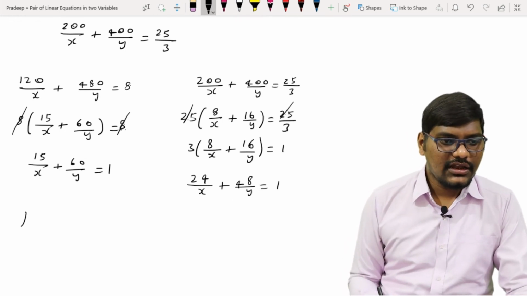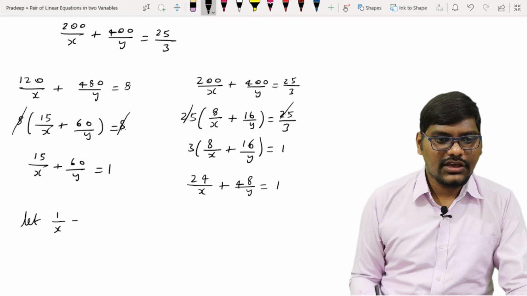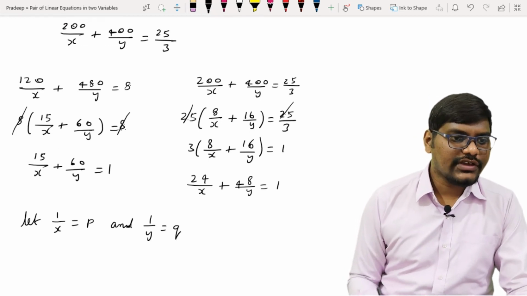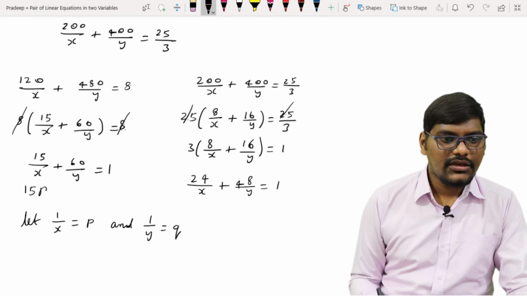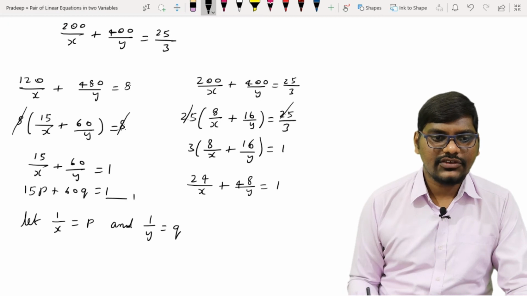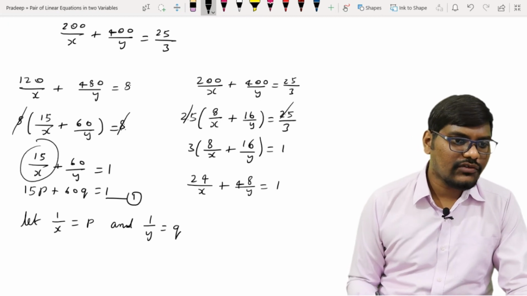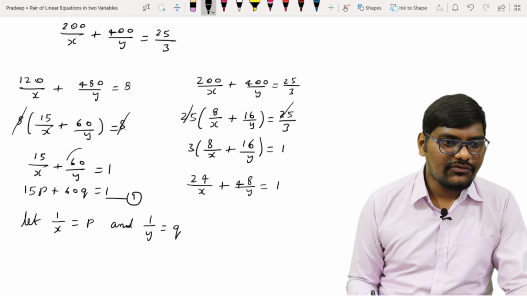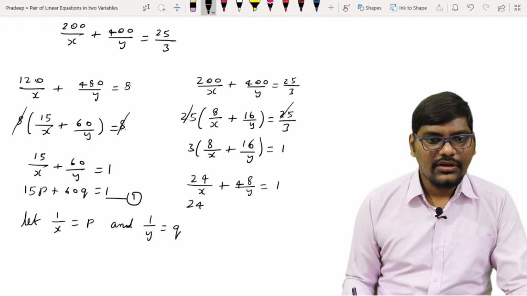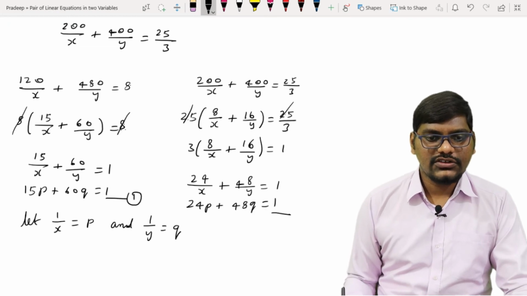So that will just make it simple. Let 1 by x equal to p, and 1 by y we will take as q. In such a scenario, we can write this as 15p plus 60q equal to 1. Let's say this is the first equation. Here we took 1 by x as p and 1 by y as q. Here also we can write 24p plus 48q equal to 1. So this is the second equation.